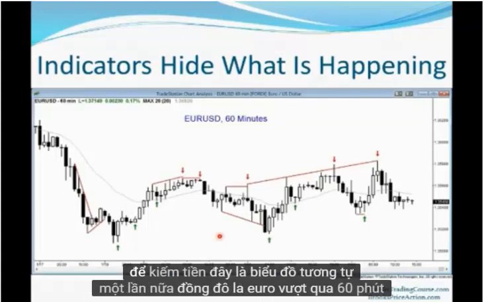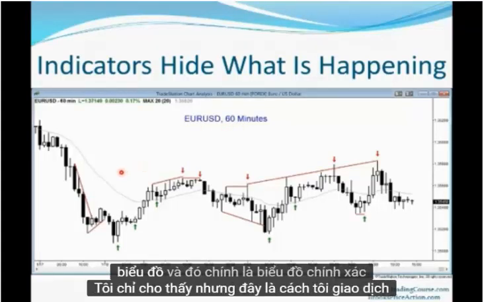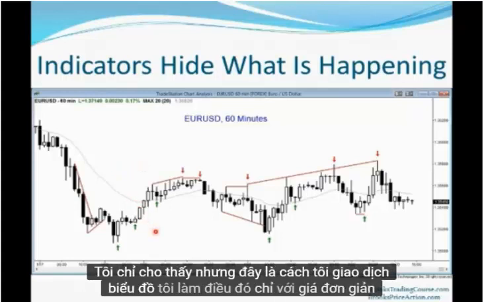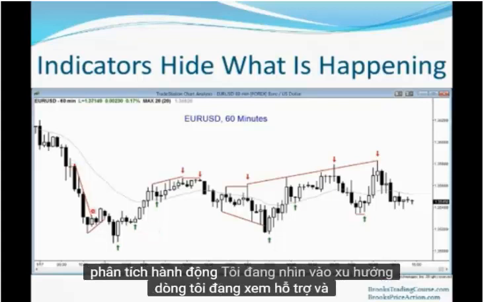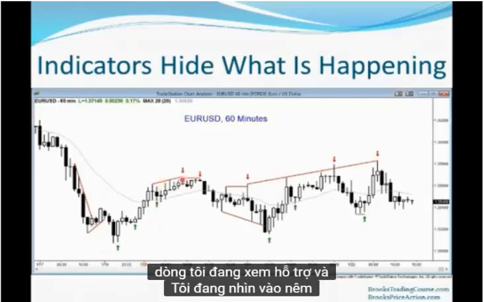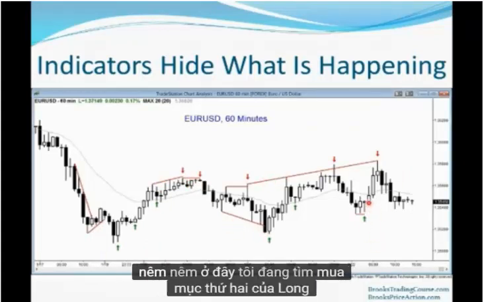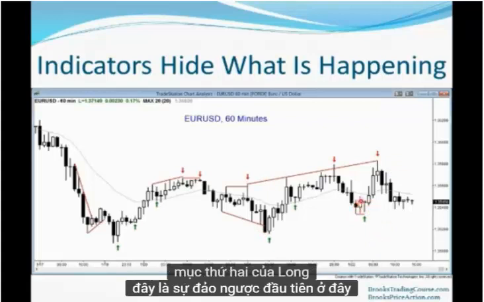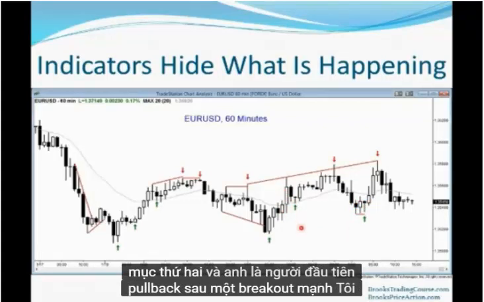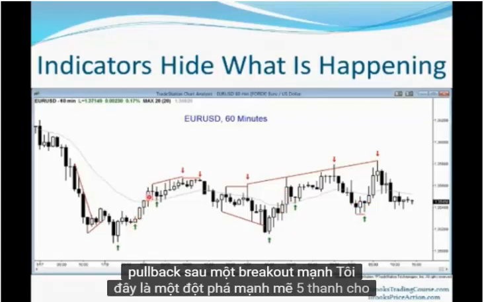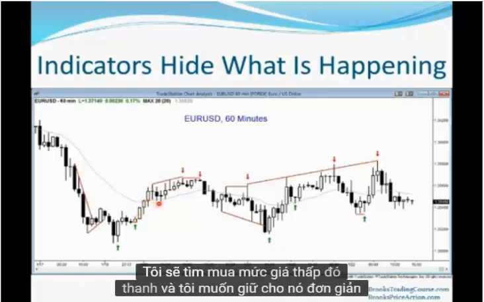This is the same chart, again, the euro-dollar cross 60-minute chart, and it's the exact same chart that I just showed, but this is how I trade the chart. I do it with just simple price action analysis. I'm looking at trend lines, I'm looking at support and resistance, I'm looking at wedges, I'm looking at double tops. Here's another wedge up here. I'm looking to buy second entry longs. Here's the first reversal up, here's the second entry, and here's the first pullback after a strong breakout. Here, a strong breakout, 5 bars up, 4 bull bodies closing in their top halves, so I'm going to look to buy the low of that bar.